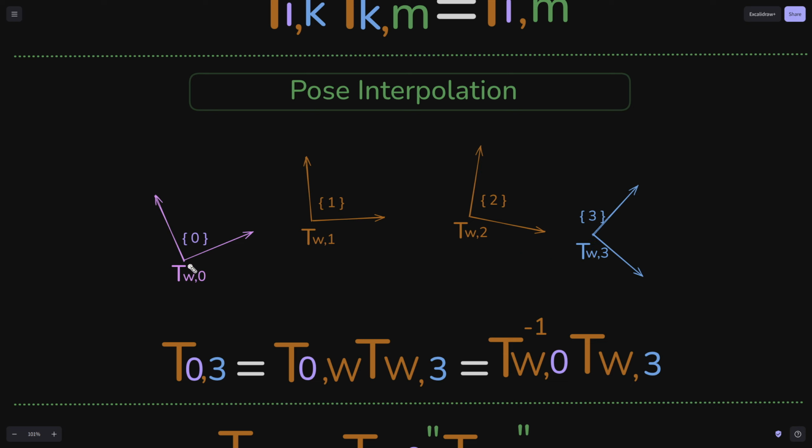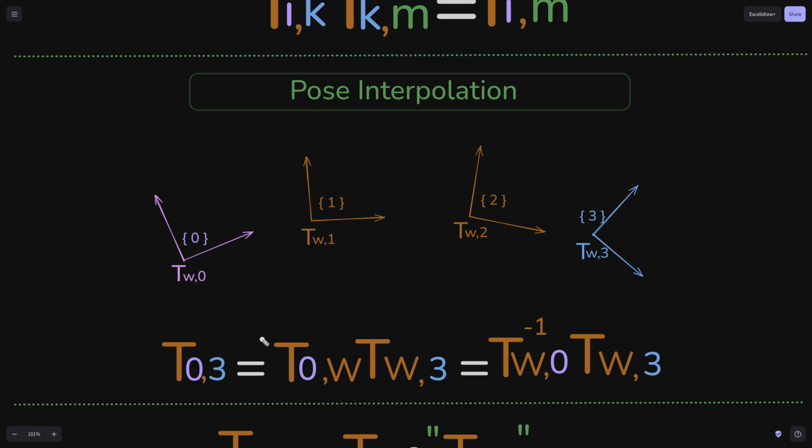So if we have this transformation from 0 to 3, the one that moves from here to here, those interpolated transformations will be partial transformations, not the complete thing, but just a chunk of it, a piece of it. This would be 1/3, and this will be 2/3 of this large transformation. So we will need to know T03.